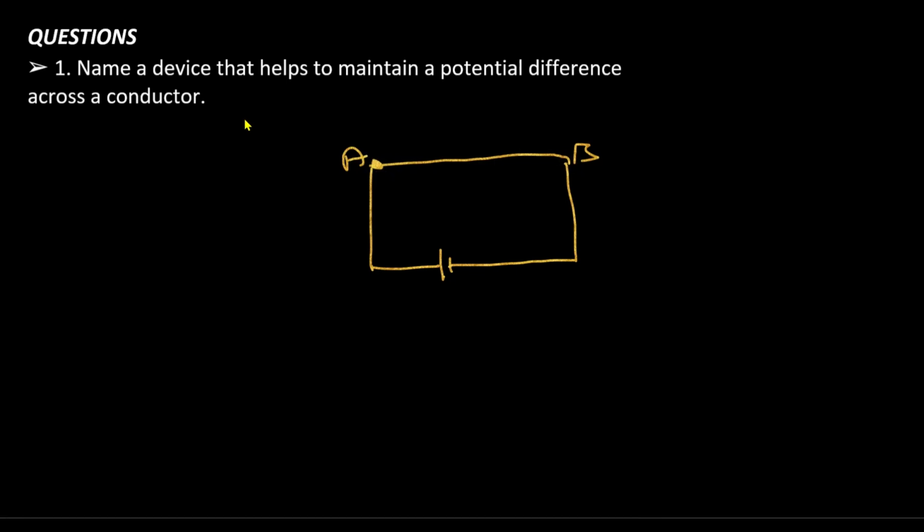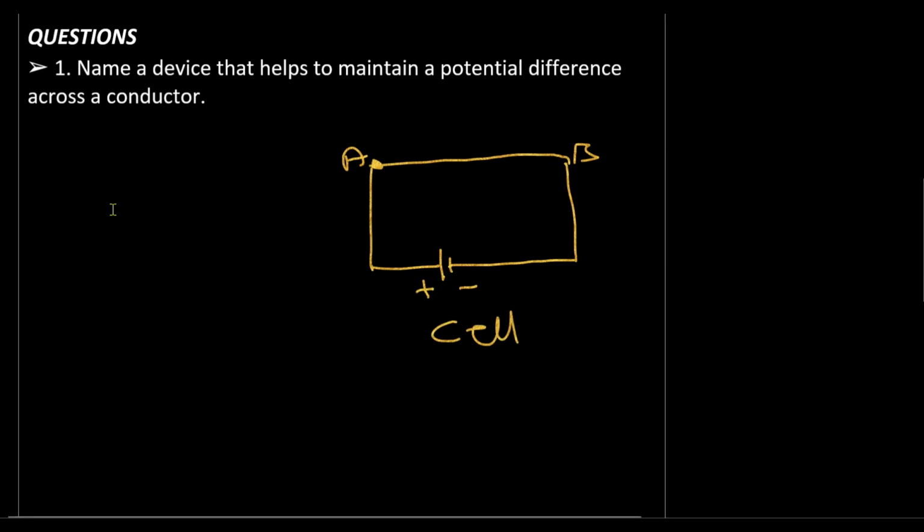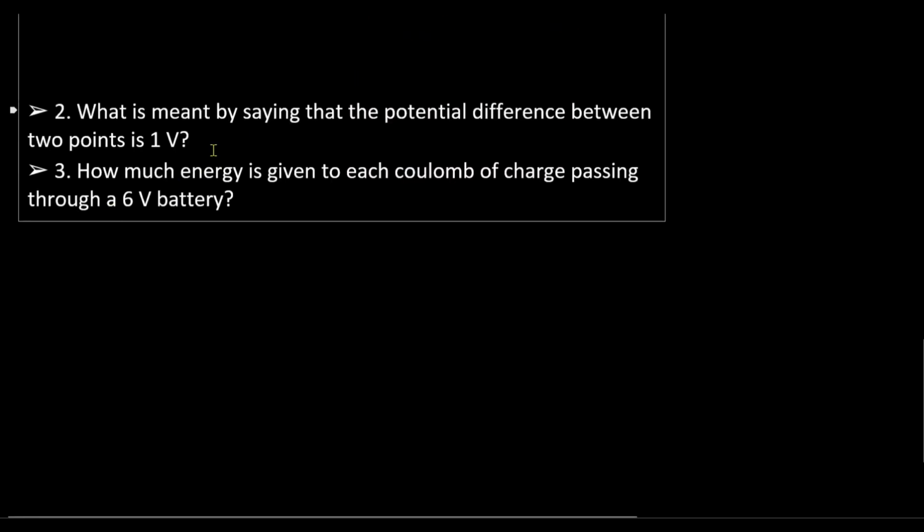the source which can create a difference of potential between the terminal A and B, or the point A and B. And for that we need either a cell, or a combination of cells, that is a battery, or an electric generator, right? So these are the 3 options, or in fact it's better if you write all 3 of them.